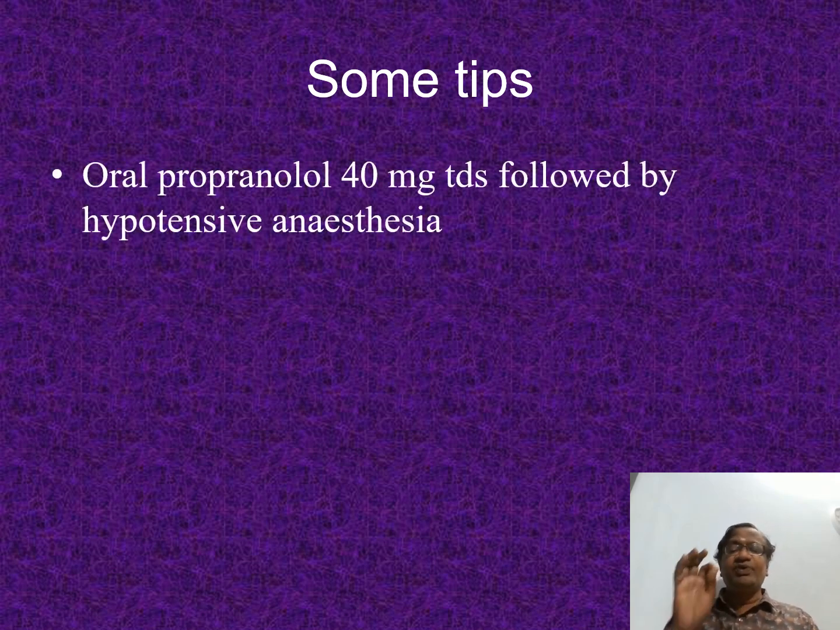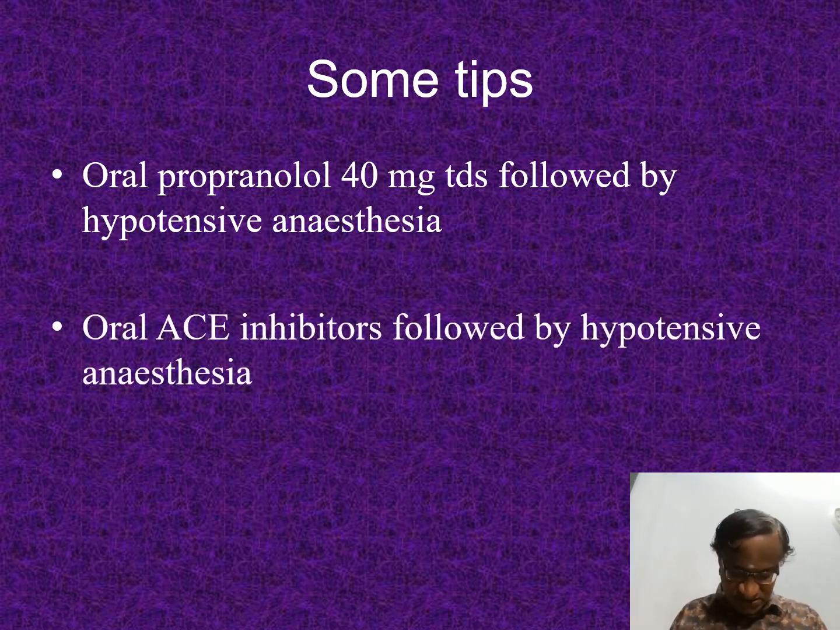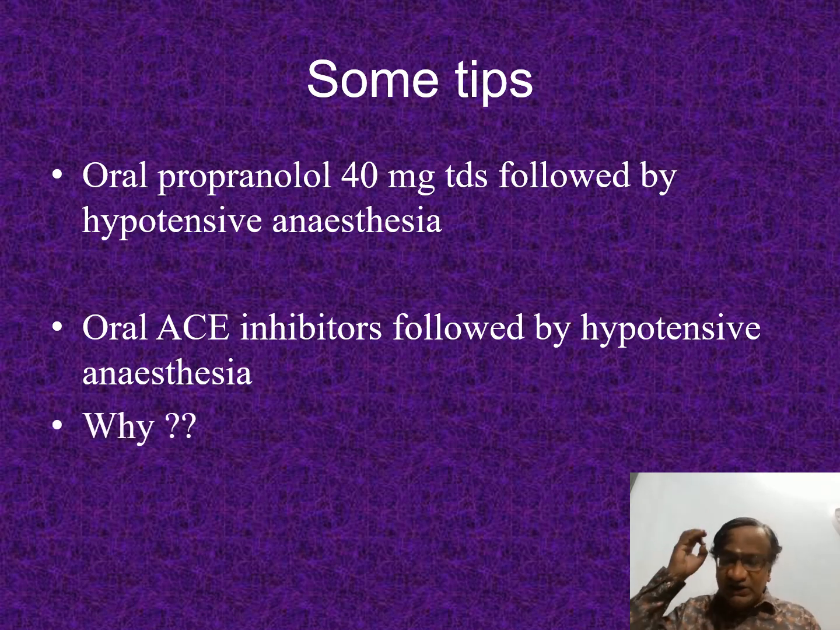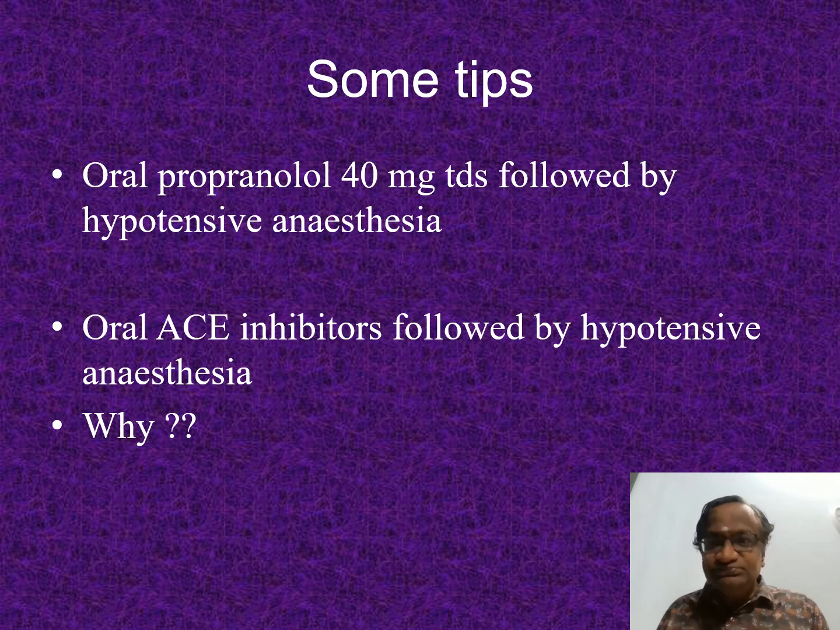dexmedetomidine. So I will give you some tips. Very simple tip to have a successful controlled hypotension: oral propranolol 40 milligram TDS followed by hypotensive anesthesia, or ACE inhibitors. Why? As soon as you start your anesthesia and you start your controlled hypotension, the body does not want hypotension. It wants to increase the BP by doing two things. Number one is sympathetic stimulation. Number two is your ACE. What is that? Angiotensin mechanisms. These two things are stimulated.